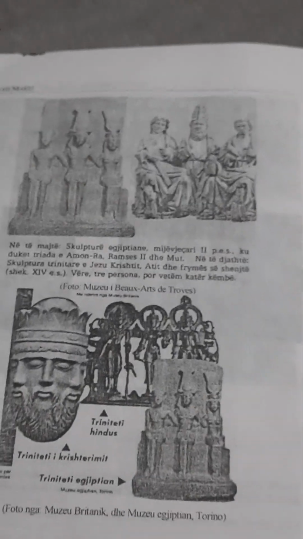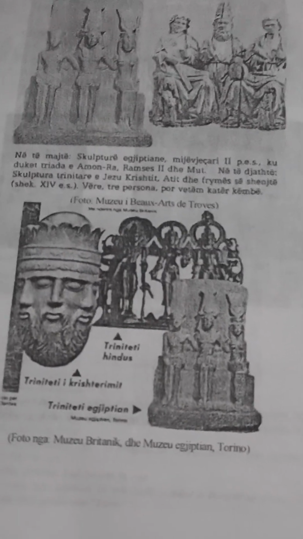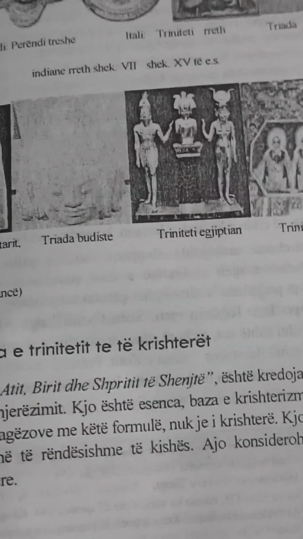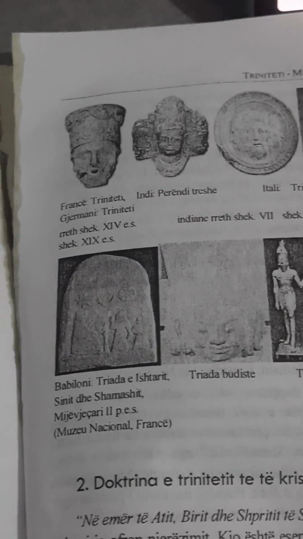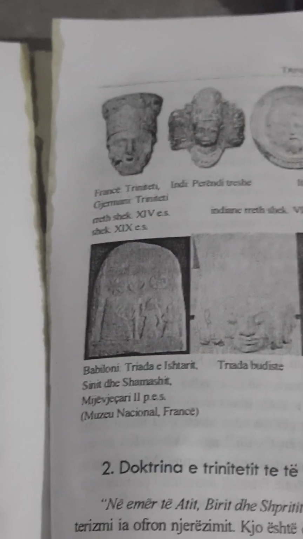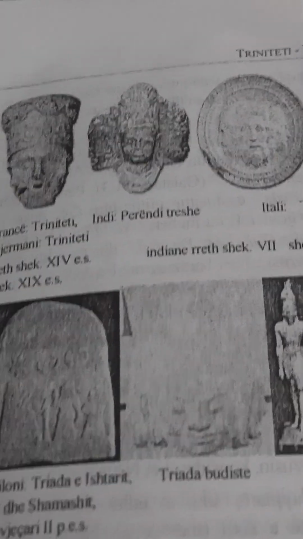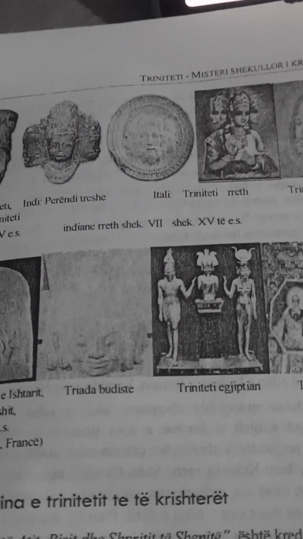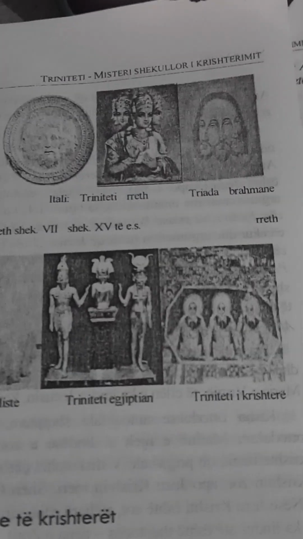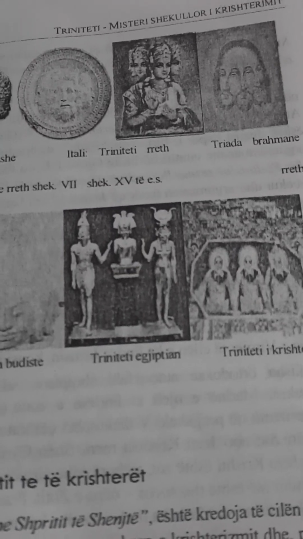Plus, let me tell you something else. At that time, it was actually a trend to believe in trinities, meaning in multiple gods. I have some pictures of them in this book. We've got the Egyptian Trinity, the Buddhist Triad, the Ishtari Triad, the Triad of Ishtari, Sinit, and Shamashit. I don't know how to spell them correctly. The Indian triple goddess. As you can see, at that time, it was a trend basically. So they changed the monotheistic religion to what they were believing at that time, according to the trend.